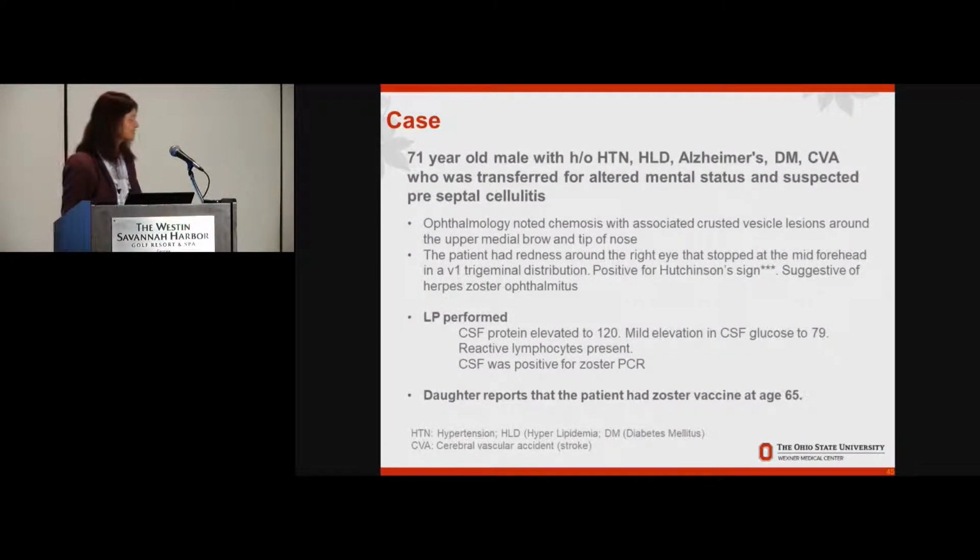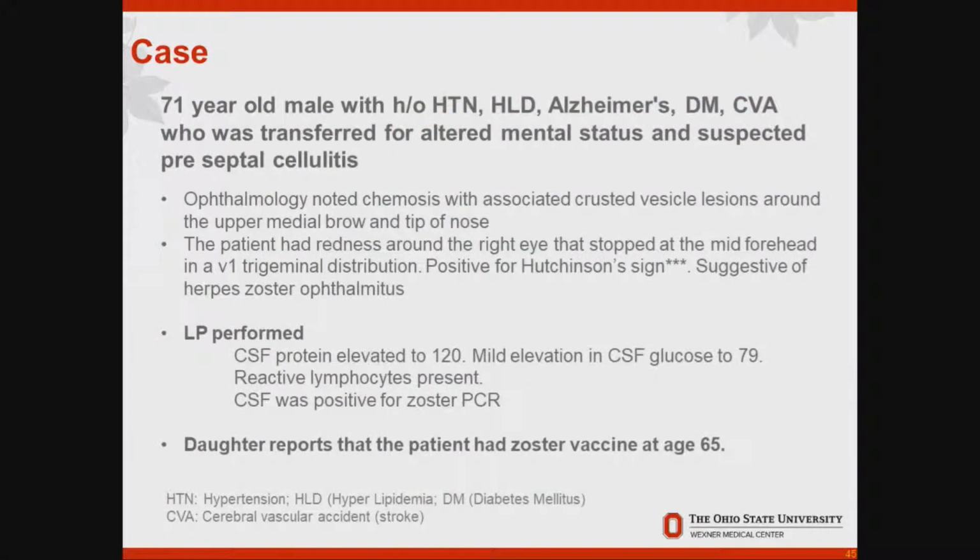Our first case, just to get right into the matter, is a 71-year-old male who comes in to Ohio State with a history of hypertension, hyperlipidemia, Alzheimer's, diabetes, and CVA, which is your cerebral vascular accident or stroke. He's transferred over for altered mental status and suspected preseptal cellulitis. So obviously a very severe case here.